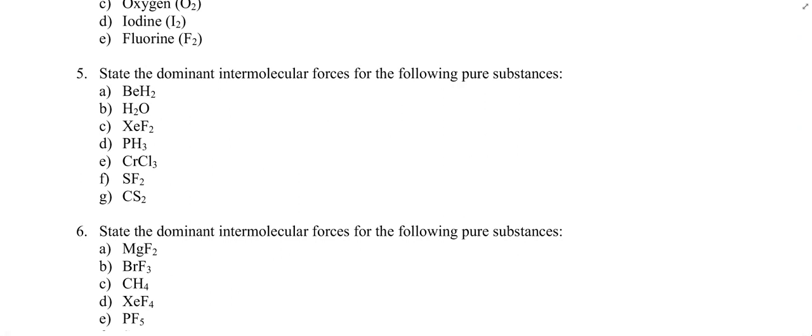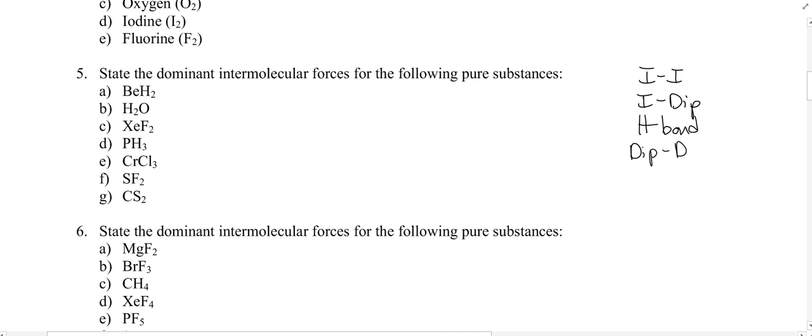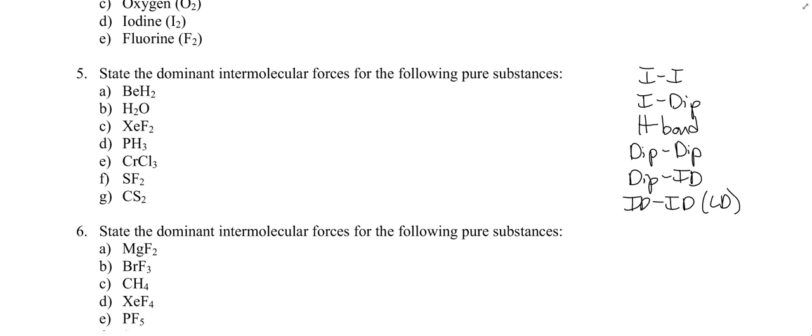So again, my options for intermolecular force are ion-ion, ion-dipole, hydrogen bonding, dipole-dipole, dipole-induced dipole, and induced dipole, or London dispersion. Okay, so this is how I think about this. It asks for the dominant intermolecular force. So what we're going to do is start at the top of the list of intermolecular force strengths, and we're going to go down until we find one that applies.